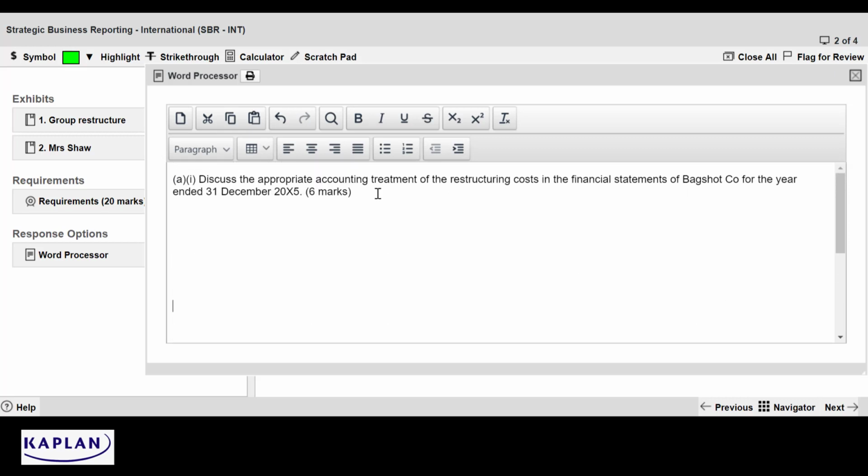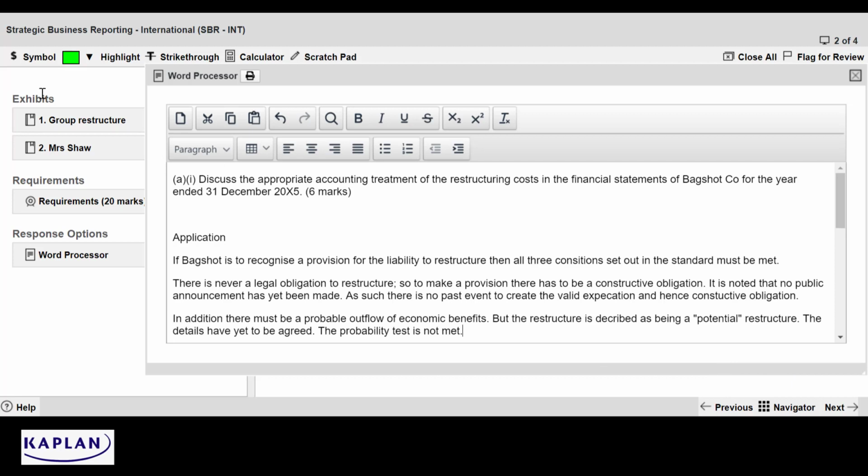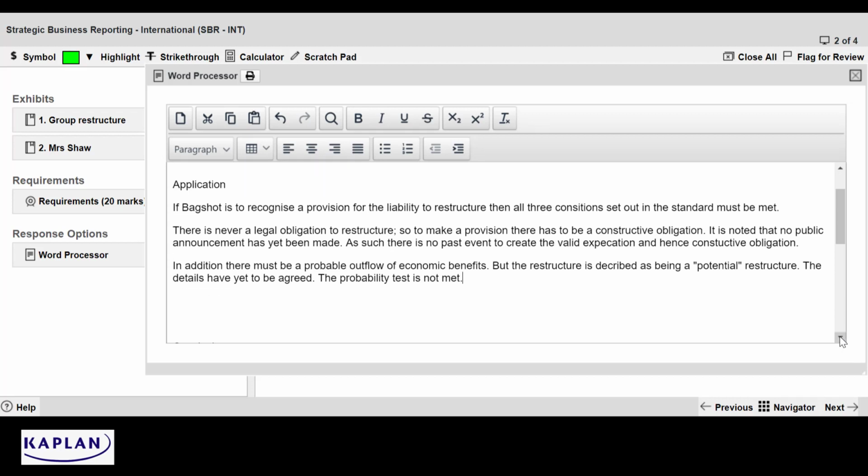Now I am thinking about A Part 1, and this is for 6 marks about the restructuring. And for me, it is about identifying the fact that we're going to be applying ISA 37 in this situation. So if I think about my answer plan, it's about the application of the standard. It's not about regurgitating the definition of the standard, and it's about coming up with a conclusion. So let me think about the sort of things that I'm going to be saying. If we're going to recognize a provision, then all 3 conditions set out in the standard must be met. I don't have to say it's ISA 37. There are no marks for remembering the name or the number of the standard, but you do need to apply it.